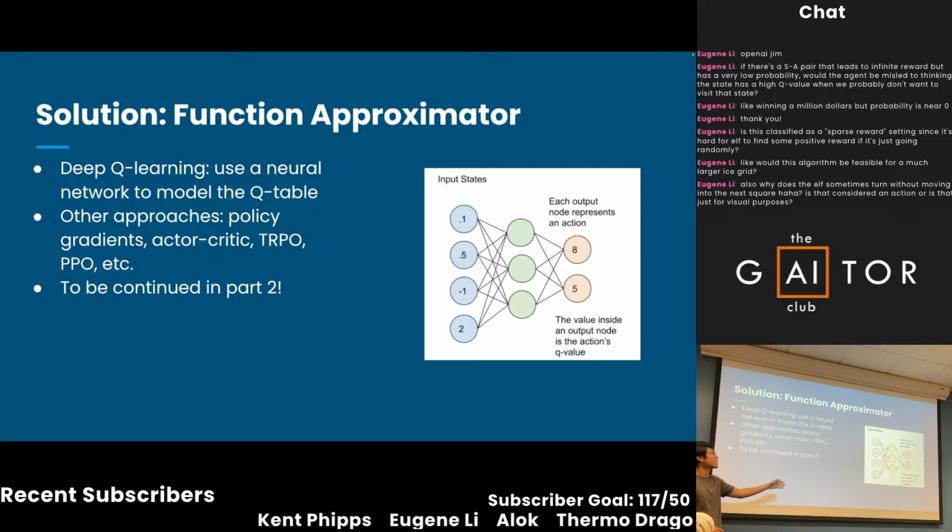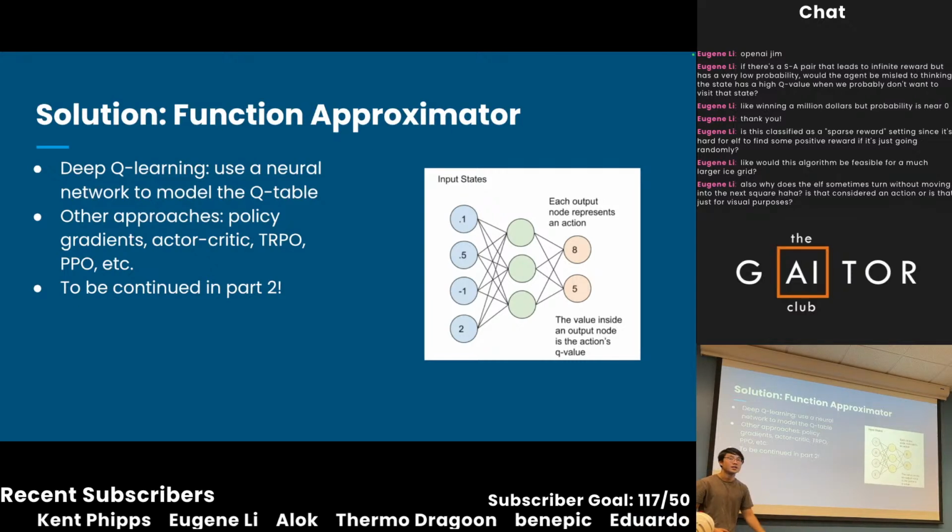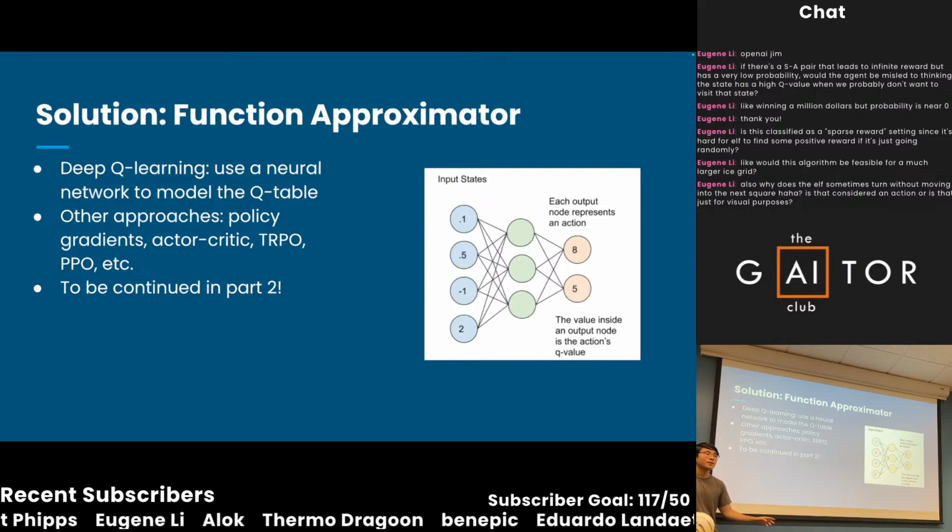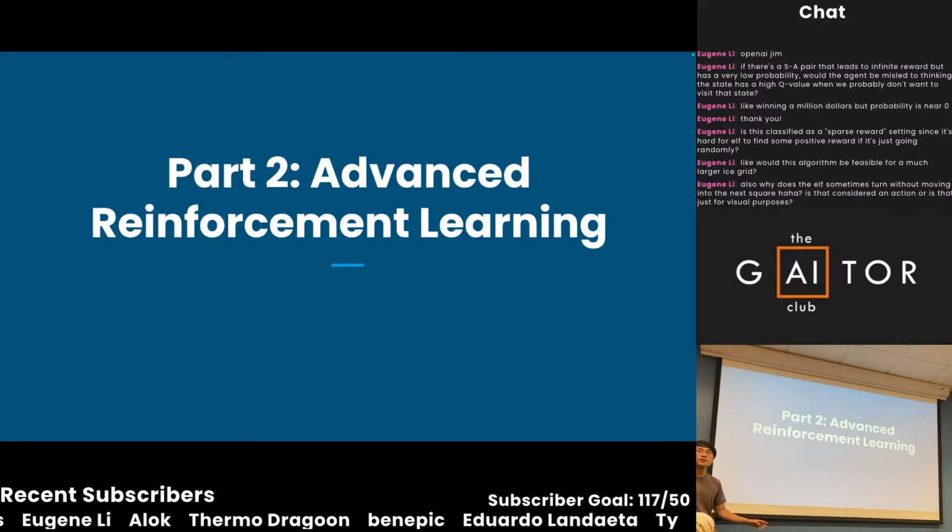So that's a neural network. Essentially, you have some input states, and it'll be much deeper and much larger than this in practice. But essentially, the value inside every output node is the action's Q value. Nice. And we'll continue this in part 2.